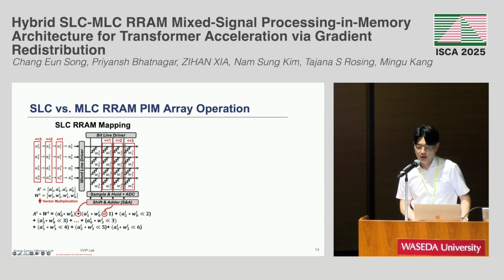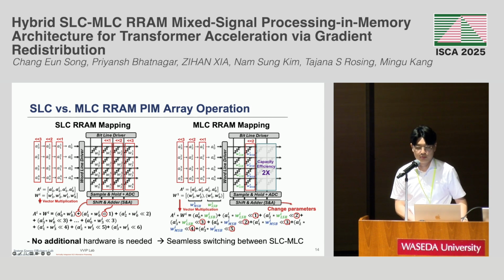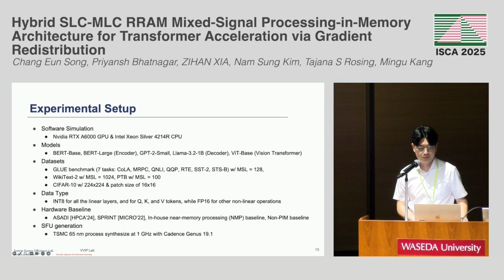So this is how we do the RRAM mapping in both single level cell and the multi-level cell. Since we only need to change the parameters inside the shift and adder modules, we can simply change the data storing type without additional hardware cost. And also, this can support the seamless switching between single level cell and the multi-level cell RRAM processing and memory operation. So this is the experiment setup of our work.